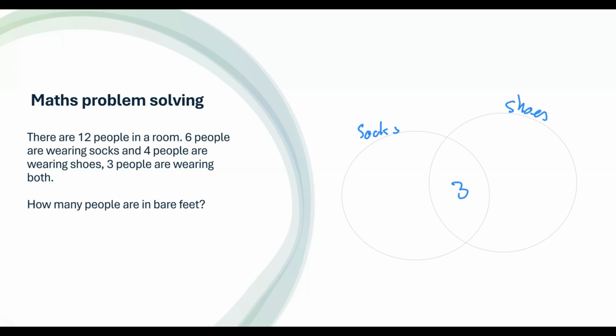Now, all right, 6 wearing socks, but you already got 3 in the middle, sharing already 3. So you take 3 away from 6, you get another 3. So 3 plus 3 gives you 6 people wearing socks. And 4 people wearing shoes, you get 3 in the middle already, so only 1 just shoe without socks. And how many people are in bare feet? So far you accounted for 7 people already. Now you got 12 people in the room. So you got 12, take away 7, you get 5. All right. So there'll be 5 people outside. So the answer is that you have 5 people in bare feet.